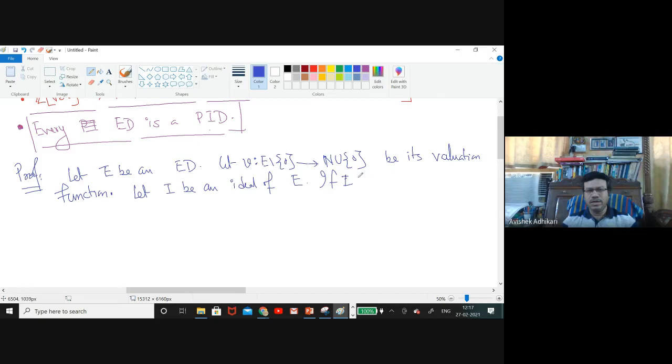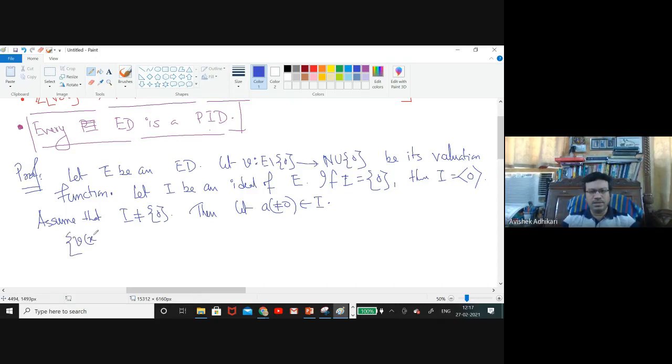If I is the zero ideal, then we are basically done, since I is generated by 0. So assume that I is non-zero. Then there must exist some non-zero element, so let A not equal to 0 belong to I. What I need to show is that this I is generated by some single element. So now I consider the set of all valuations V(x) such that x is a non-zero element of I.